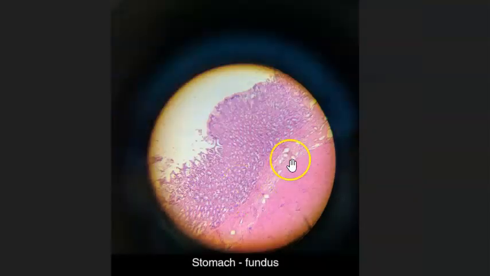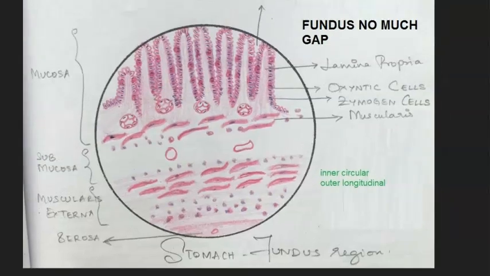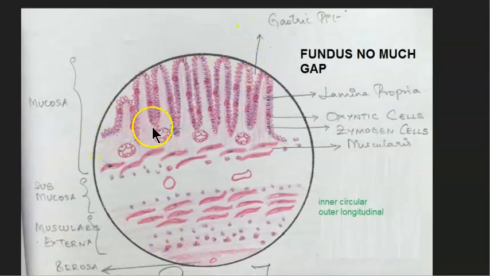Stomach. How will you know stomach? Some gastric pits are there. They are saying mucosa, submucosa, muscularis externa, serosa, zymogen cells, oxyntic cells. Okay.